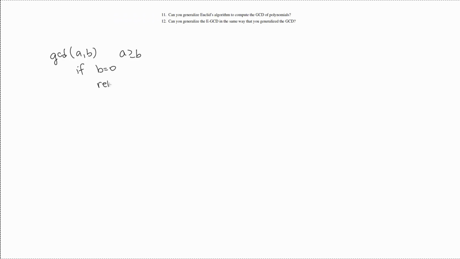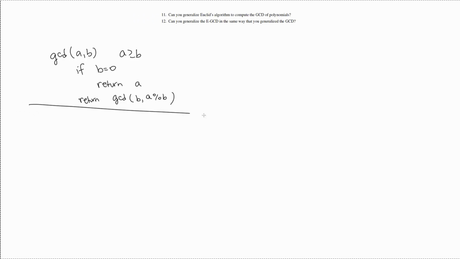Euclid's algorithm is the following procedure for computing the GCD of two numbers. If b is equal to 0, then the GCD is simply a. Otherwise, we return the GCD of b and a mod b.